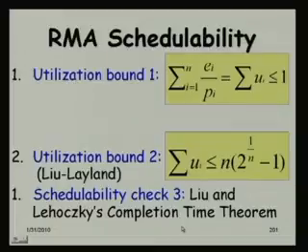So, today we will discuss the Liu-Lehoczky criterion and we will proceed from there. So, the first utilization bound is that the total processor utilization due to the set of tasks should be less than 1, and then the Liu-Leland criterion, but it is pessimistic. If it fails, we need to check further. That is given by the completion time theorem, proposed by Liu and Lehoczky.